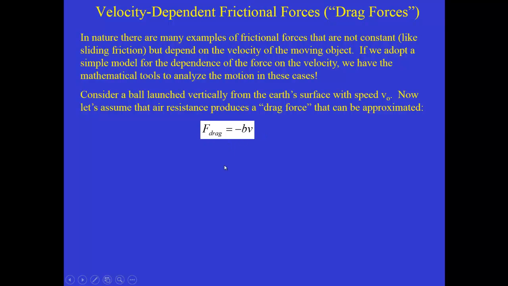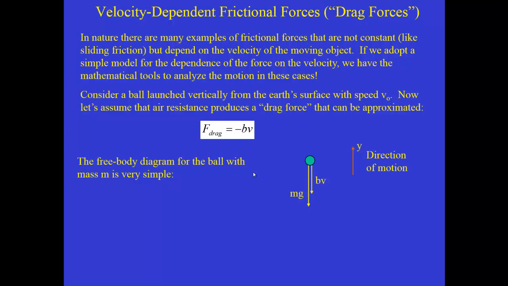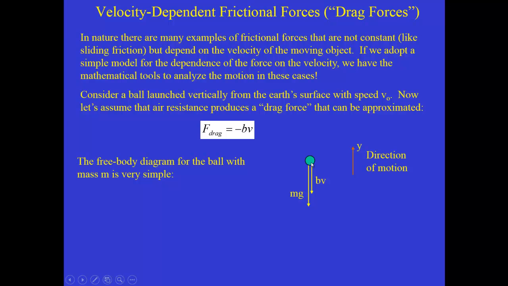But if we use this simple approximation, basically what it tells us is the faster the ball moves, the stronger the drag force. Then we can draw a free body diagram for this ball as it moves upward. So if the direction of motion is upward, then we see that the weight, of course, is downward, and since the drag force resists the motion, the drag force is minus b times v in the downward direction. And the minus sign in this equation simply means whatever direction v is, the drag force is in the opposite direction. So that's how I knew to draw it this way.